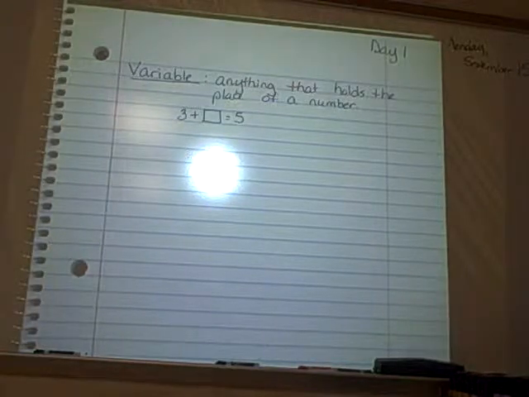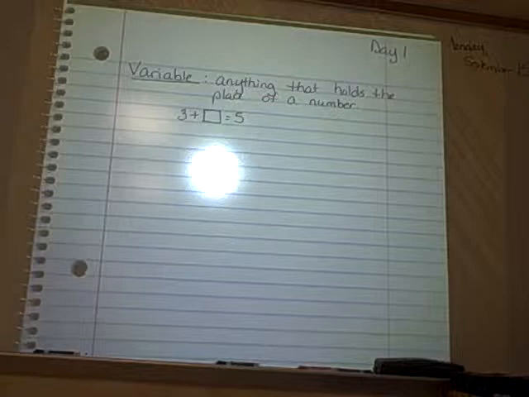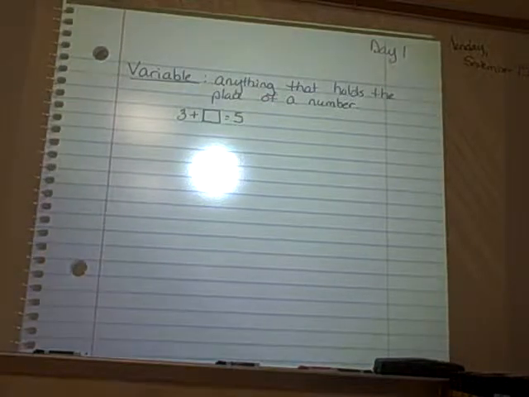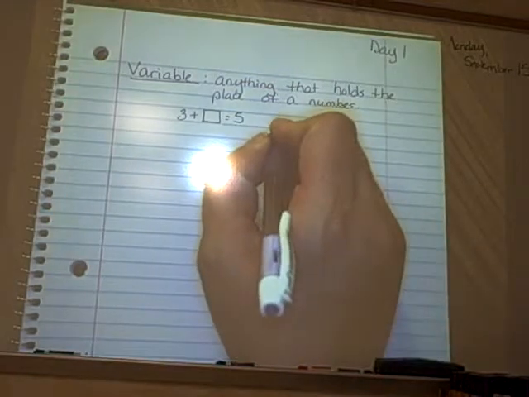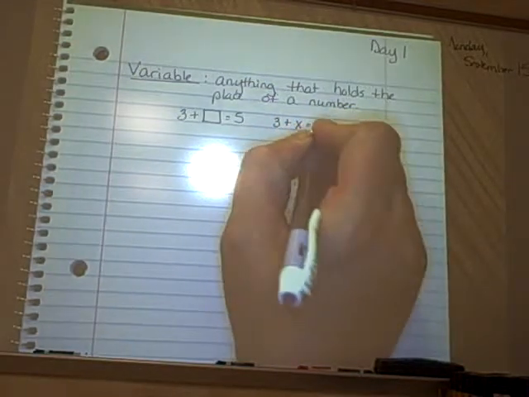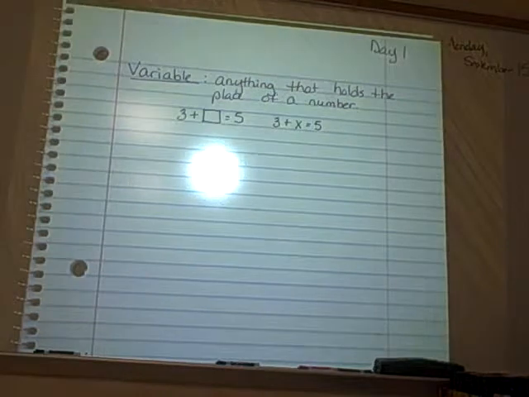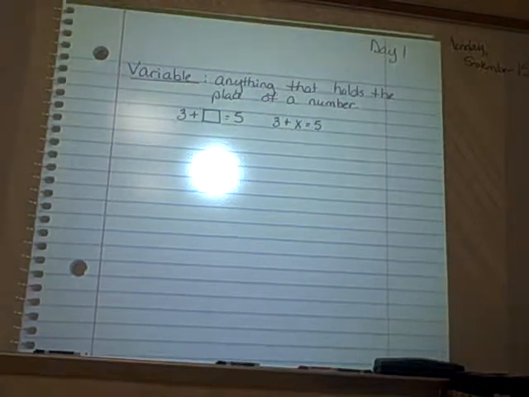The answer. And what would the answer be to this one? 2. So in this one it would be 3 plus 2 would go in the box equals 5. Now instead of a box, it's just going to look like this. That makes it look like a problem. So what would go in for x? 2. It's still 2.